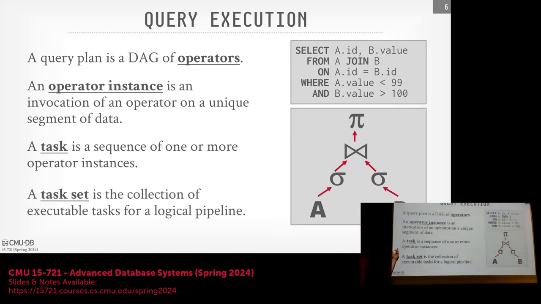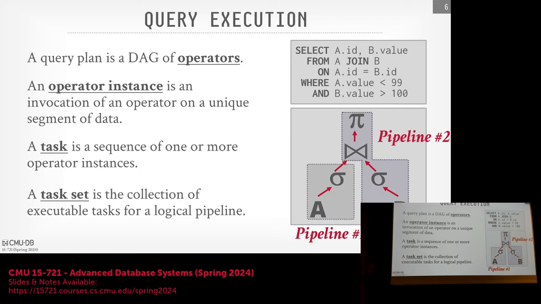And a task is going to be a sequence of one or more operator instances. Again, this will basically be the same thing as pipelines, but not always. You're going to recognize that as soon as I do the scan, I immediately want to do the filter, so I can combine these two operator instances together in a single task. And that's what's getting scheduled by the system to run. Then a task set will be just a collection of these executable tasks for this pipeline that we could then ship out to the different cores.